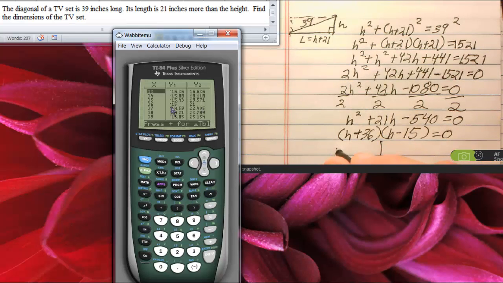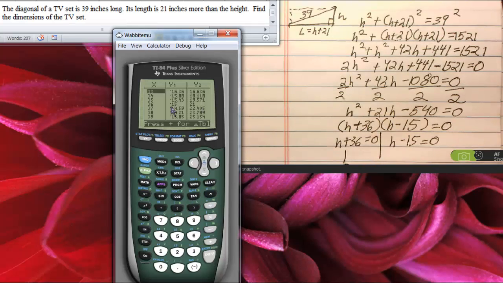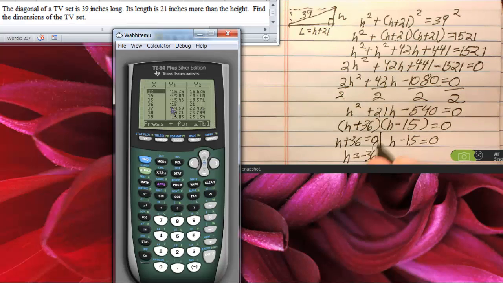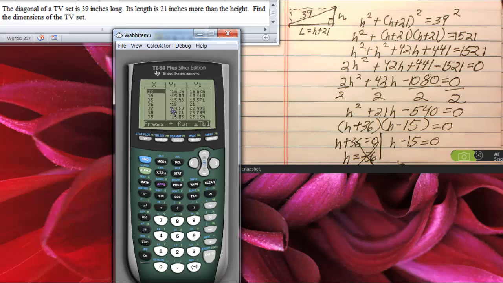So I'll set each factor equal to 0. H plus 36 equals 0. And h minus 15 equals 0. Here on the left, h will equal negative 36. What is negative 36 inches? That would be saying that the television is turned upside down and sticking in a hole, or maybe in a box. Okay, it's not. In this context, a negative dimension is not going to make any sense at all, so I'll cross through it, and over here I'll solve h equals 15 inches.